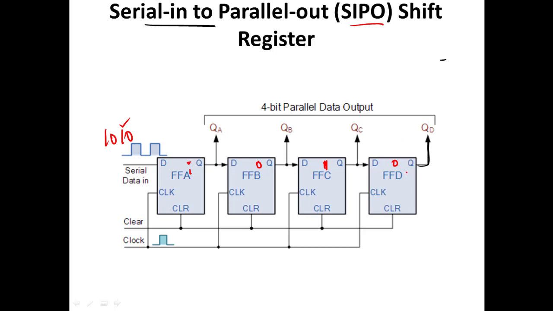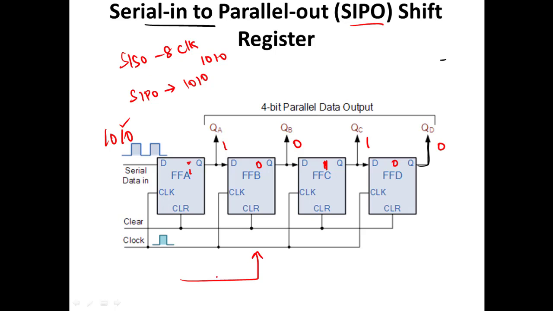Since it's a D flip-flop, the delay flip-flop, whatever input we give, the same input will appear at the output. So at the end of the fourth clock pulse, you will have 1 over here, 0 over here, 1 over here, and 0 over here in the case of SIPO. Whereas in SISO, we need 8 clock pulses for getting your output 1010. In SIPO, at the end of the fourth clock pulse itself, we can collect the data 1010 from the respective wires.